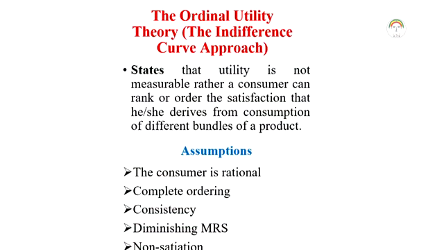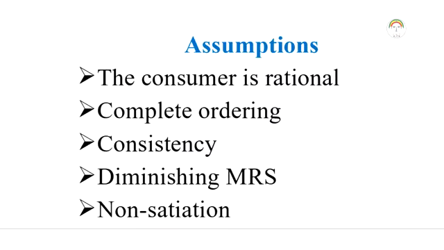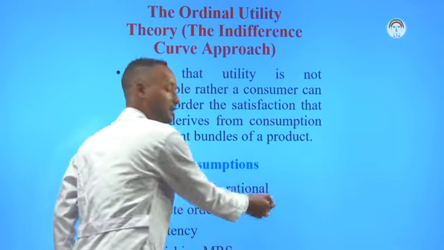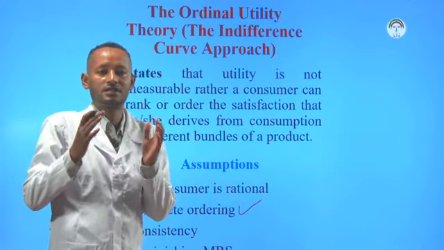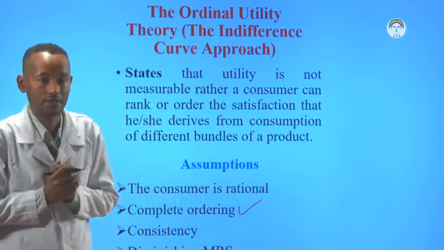Here are the assumptions of the ordinal utility theory, or the indifference curve approach. First of all, the consumer is rational. That means the consumer has a clear-cut preference and the consumer's maximum objective is maximizing total utility. The second one is complete ordering. That means a consumer can rank or order the satisfaction that is derived from consumption of goods and services.